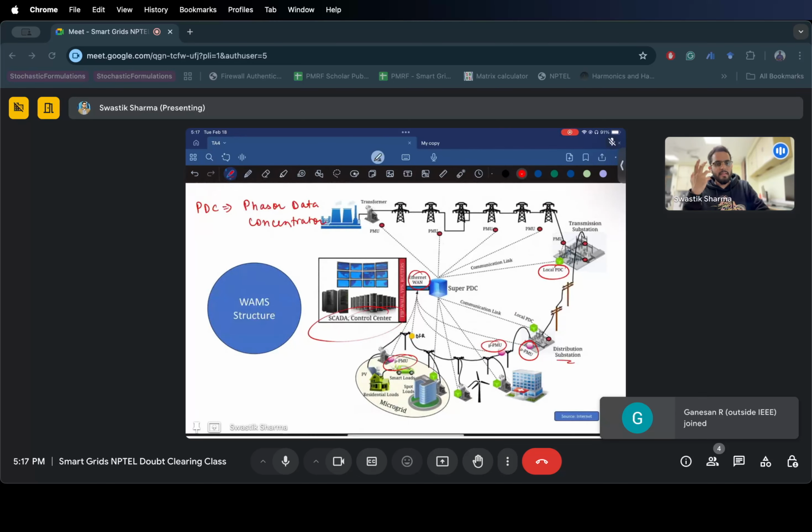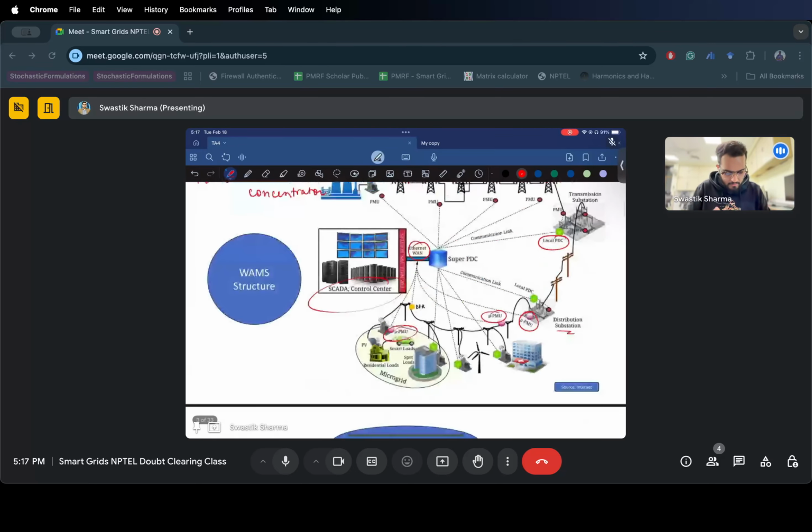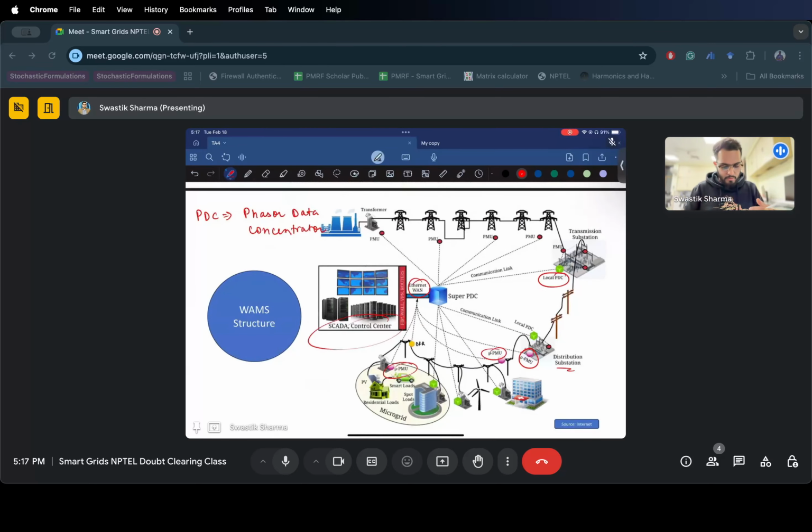So you see, whatever phasor data your PMUs measure goes through a hierarchical structure, where it is first stored at the local PDC and then transferred to a super PDC. We'll see their structure in a bit, but I was just interested in letting you know about this, right?